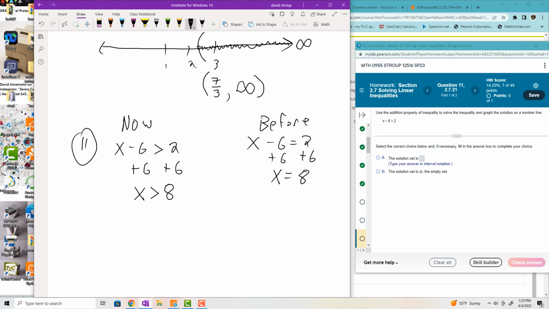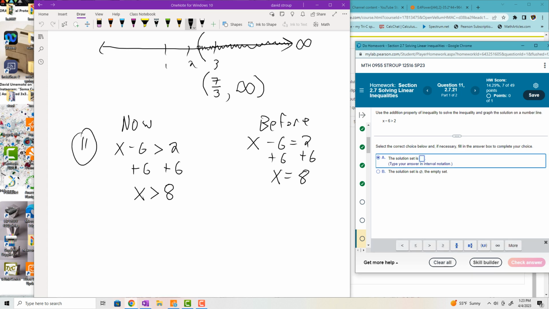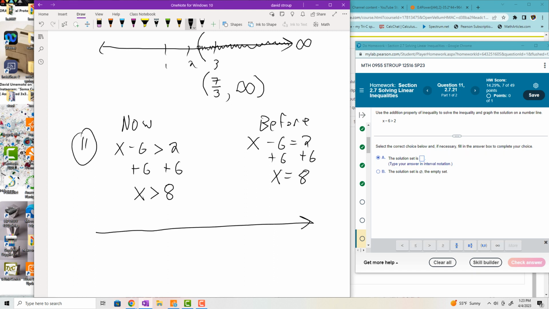Okay. For our answer, we can't just leave it like this, though. They want the interval notation, and usually they ask you to graph the solution on a number line. In this problem, they ask you to graph the solution on the number line. So first off, they want the interval notation. Let's just graph it first, and then we'll get the interval notation from the graph.